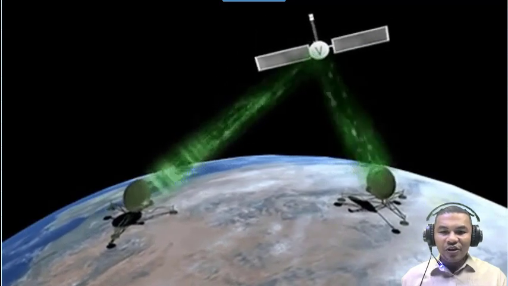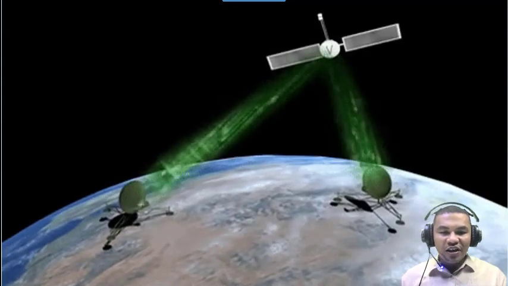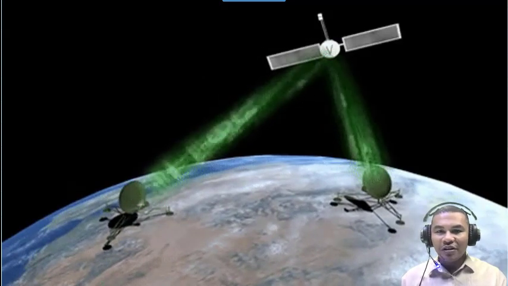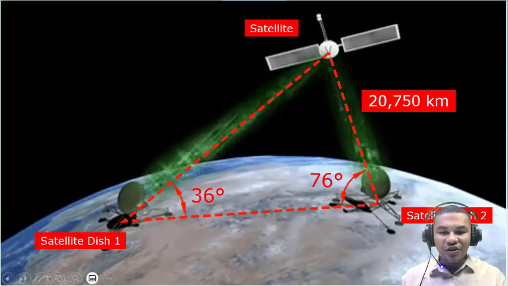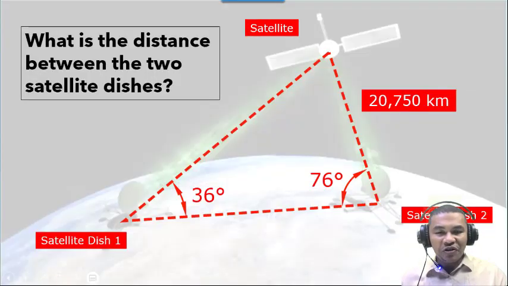Assuming there are two satellite dishes stationed on Earth with an unknown distance and a communication satellite approximately 20,000 kilometers above the Earth's surface. Given this data, with the use of the law of sines, we will be able to determine the distance between the two satellite dishes stationed on Earth's surface. Is that possible? Yes, it is. With the study of the law of sines, we will be able to solve that problem. But before we proceed to solving that problem, we will first learn what the law of sines is all about.